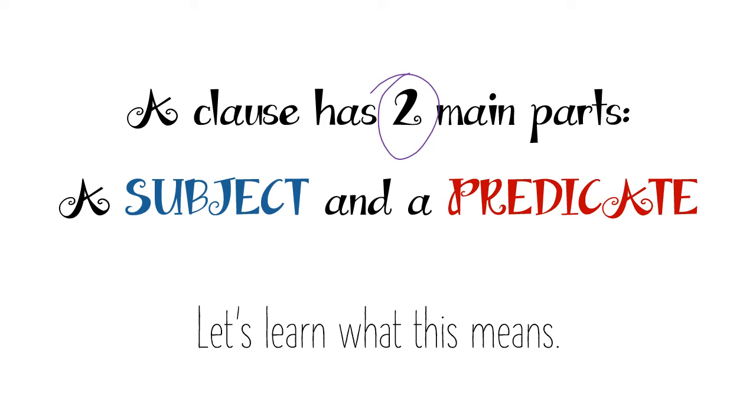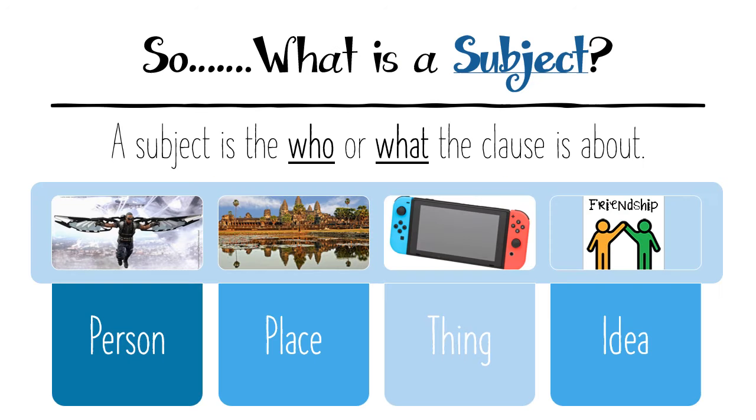All right, so a clause has 2 main parts. There's 2 things we're looking for. It needs to have a subject and it needs to have a predicate. So let's dig into what this really means. We're going to start with what is a subject. A subject is just the who or what the clause is about.